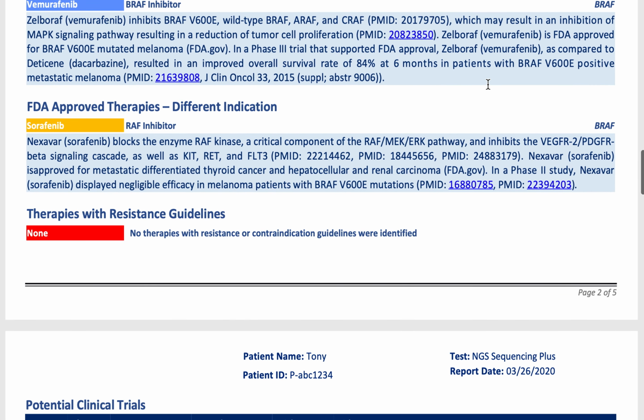In the next subsection, there's a list of FDA-approved therapies for a different indication. This means that they are approved therapies for patients with this gene variant who have a different type of cancer. For Tony, the one treatment option here is approved for patients with the BRAF V600E variant, but who have thyroid, liver, or renal cancer. Notice that it is not approved for melanoma, so this is why it is classified as a different indication.